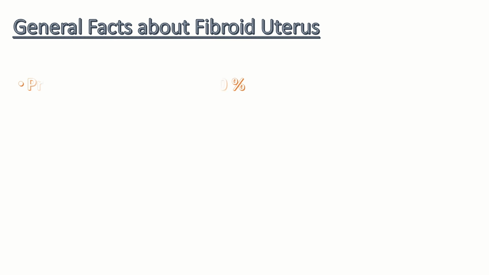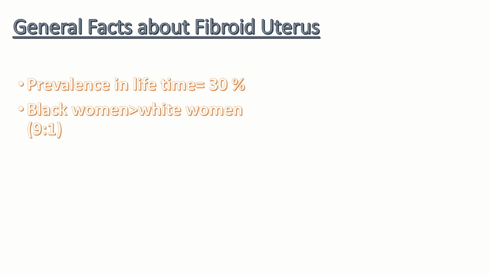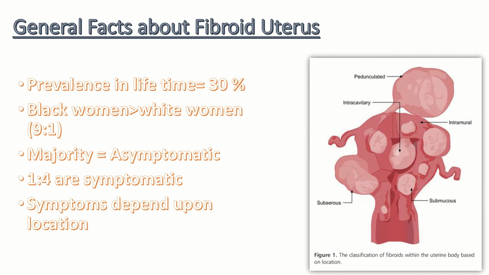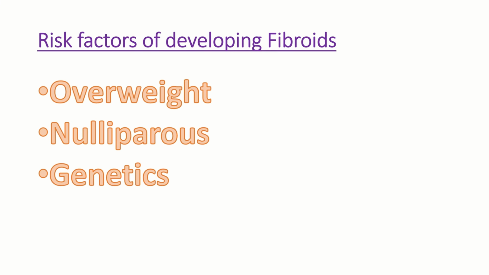Here we have general facts about uterine fibroids. The lifetime prevalence is about 30%. It is 9 times more common in black women as compared to white women. The majority are asymptomatic. 1 in 4 are symptomatic, and the symptoms depend upon the location. The risk factors for developing fibroids include being overweight, nulliparous women, and genetics.